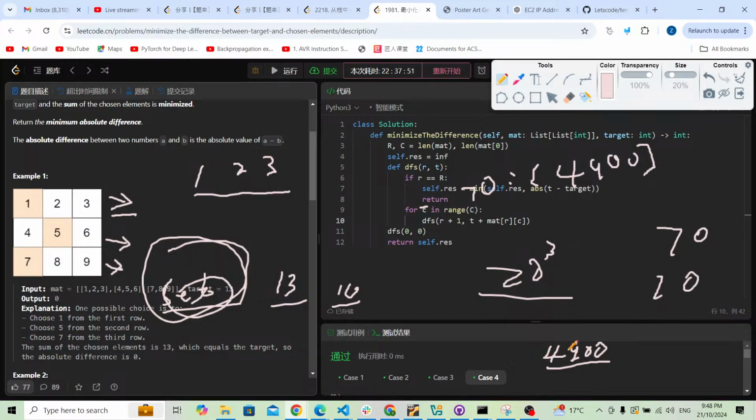If we store 4900 values inside a set, basically for each of the rows, we're going to have 4,900 different values, and how many rows? It's going to be 70 rows. So in this way, the time complexity is going to be 70 to the power of 3. Basically, this is going to be a very small number, instead of 70 to the power of 70, which is a really big number.